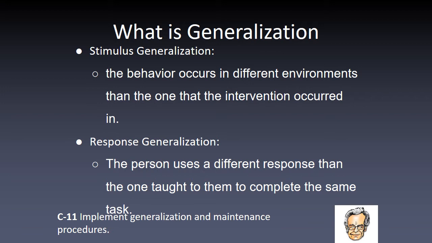So, in that example of saying which one's the elephant, a response generalization would be if the person was able to point to it or also hand it to me. They both answer the same question, but they're using different responses. A stimulus generalization would be if I was out at maybe the zoo, or out at a bookstore and I saw a picture of an elephant and I asked, hey, which one's the elephant? And the person was able to either point or show me based on that picture, I would say that's a stimulus generalization. It was with a different stimulus or in a different environment than the one I originally taught them in.